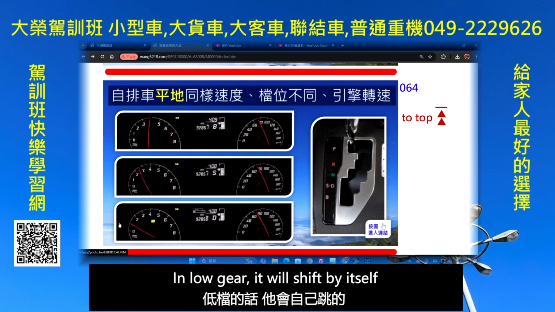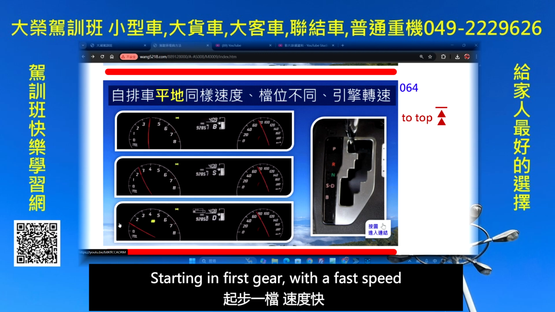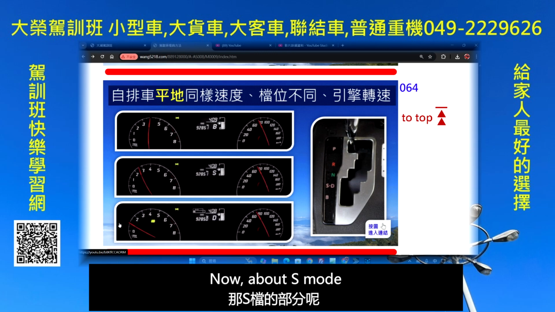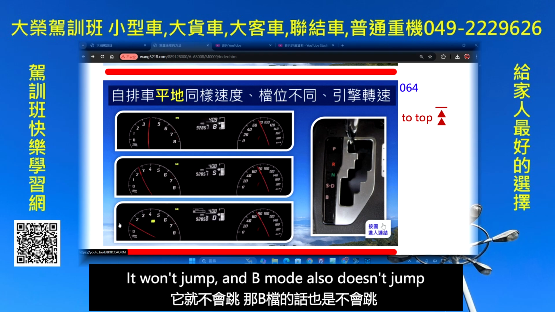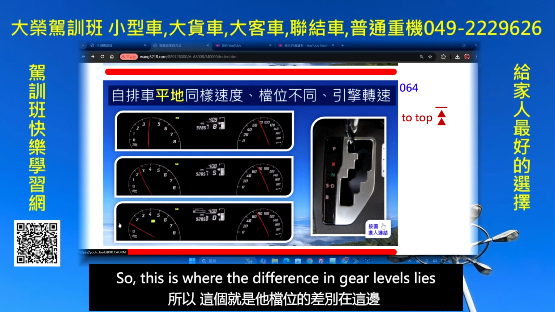In low gear, it will shift by itself. Starting in first gear with a fast speed, it will shift up. Now about S mode: it won't jump, and B mode also doesn't jump. So this is where the difference in gear levels lies.